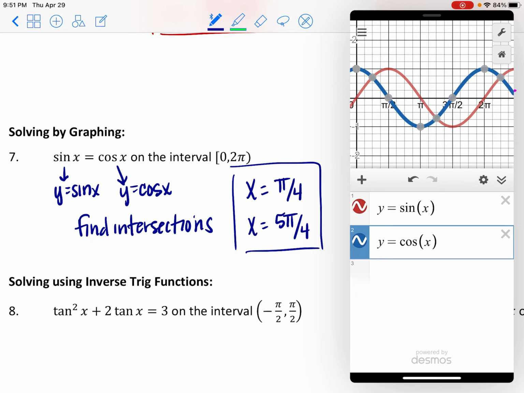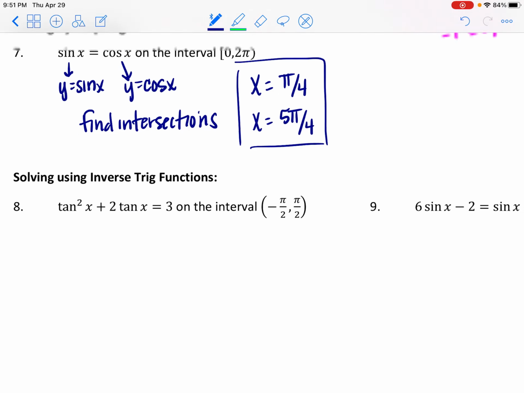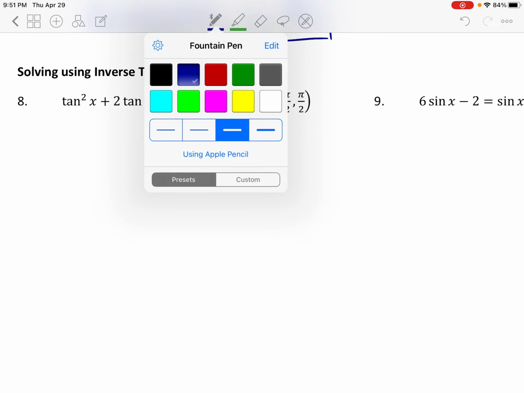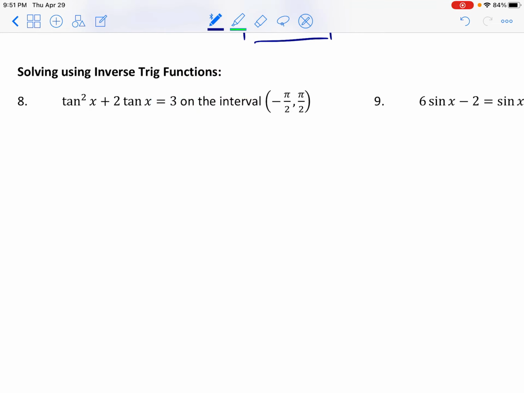Okay? It's just hard when the functions are going forever. You have to keep repeating. In my opinion, it's easier to just use the unit circle, but graphing in Desmos is a good option for you too. Okay? Last ones we're solving using inverse trig functions.